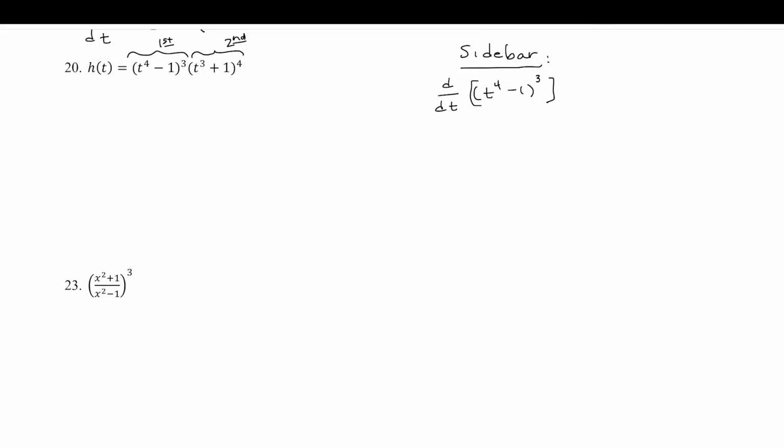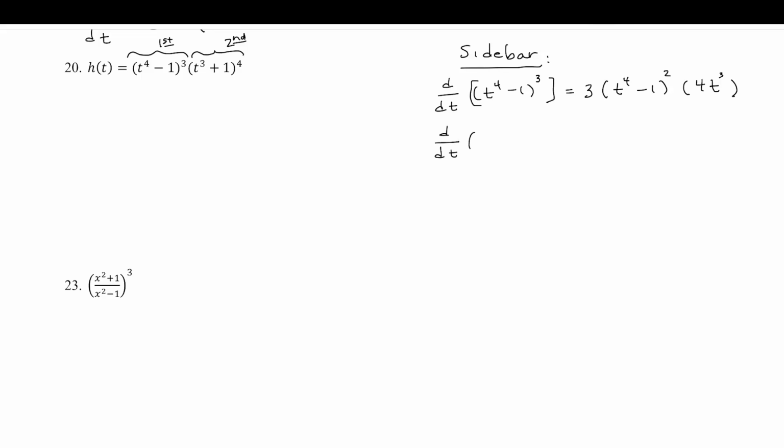Now this is using the generalized form of the power rule, requiring the chain rule. So to take this derivative, I have to bring my power 3 down in front. I have to take that same base function, t to the fourth minus 1, and raise it to one lower power. That's the power of 2, 3 minus 1. And then I have to multiply that by the derivative of t to the fourth minus 1, which is 4t cubed, technically minus 0, but again, I don't have to write the minus 0. The derivative of the added or subtracted constant is 0.